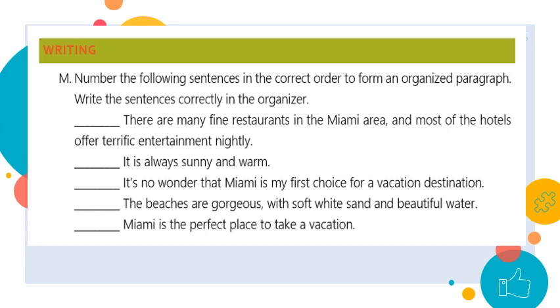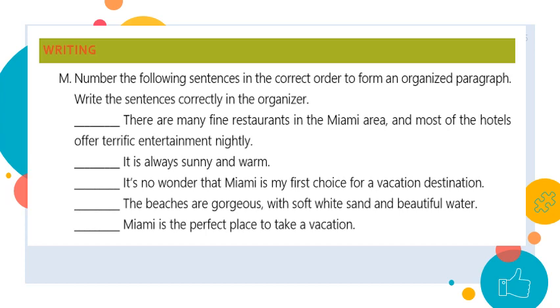The organizer is in the second slide, which is the table that organizes your ideas. So let's read the sentences. There are many fine restaurants in the Miami area, and most of the hotels offer terrific entertainment nightly. It is always sunny and warm. It is no wonder that Miami is my first choice for a vacation destination. The beaches are gorgeous. With soft white sand and beautiful water, Miami is the perfect place to take a vacation.